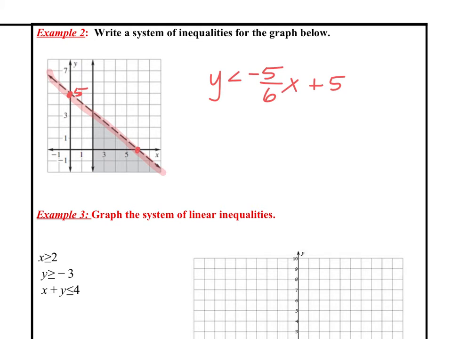The other line is here. That would be the line x equals 2, except this is an inequality. So we're going to make it x is greater than or equal to 2. I know it's greater because it's been shaded to the right, and that's where numbers get larger for the x's. So those are your two equations there.